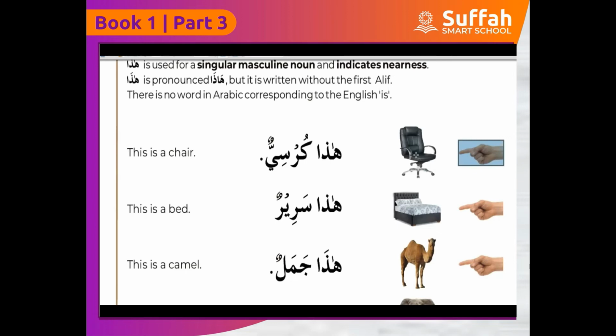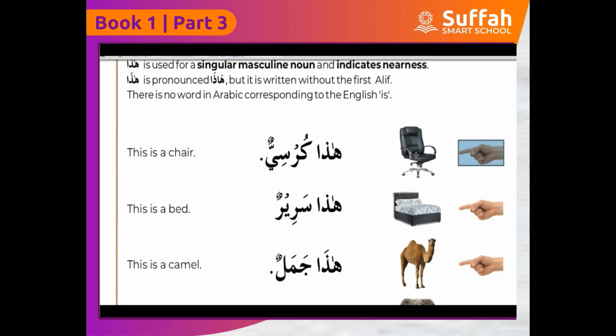So hada is a demonstrative pronoun used for masculine things, singular things, as well as things which are near. Hada kursiyun is translated as this is a chair. Hada sarirun.